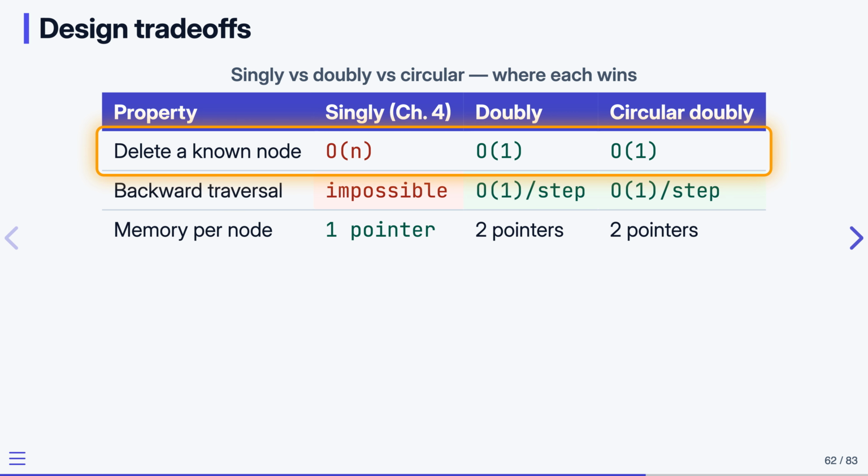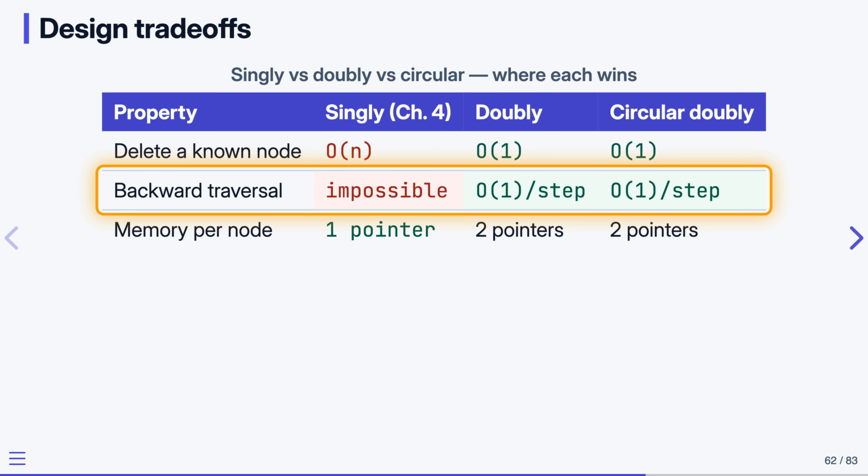Let's compare the three list kinds, one row at a time. First, delete a known node. In a singly list it is big O of n because you must search for the node before. In a doubly list it is big O of 1, and in a circular doubly list it is big O of 1 as well. Second, backward traversal. In a singly list it is impossible because there is no prev pointer. In a doubly list each step is big O of 1, and in a circular doubly list each step is big O of 1 too.